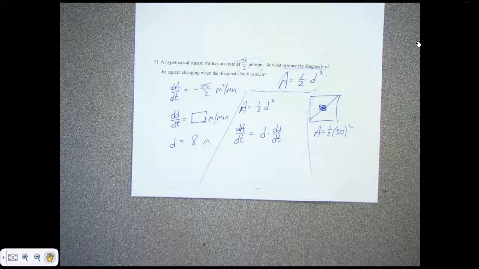Alright, I want to go back through and I want you to tell me, what does this variable represent? Area. What does this one represent? The change in the area. That one? The diagonal, right? It's the distance of the diagonal. That's also the distance of the diagonal. What's that? It's a change in the distance of the diagonal. Is this an amount or a rate? Amount, amount, rate, amount, rate. Alright?